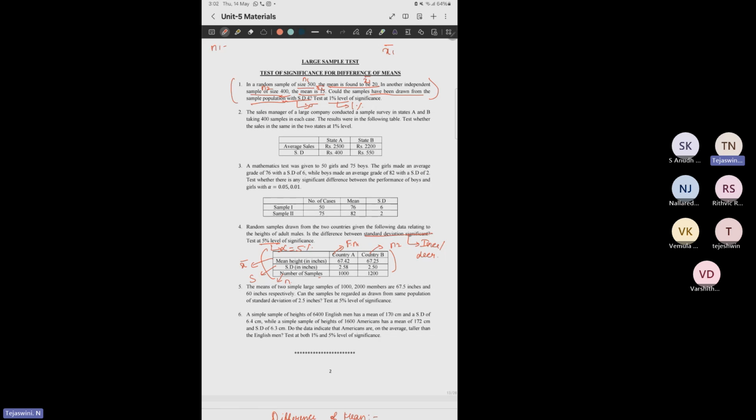The sales manager of a large company conducted a survey in states A and B, taking 400 samples in each case. N1 is equal to N2 is equal to 400. The results are given in this table. Test whether the sales is the same in the two states at 1% level of significance. Alpha is equal to 1%. They have just asked us to test if the sales is the same. They didn't ask us if it is greater than or less than or something like that. So it will be mu1 is not equal to mu2. That is two-tailed.